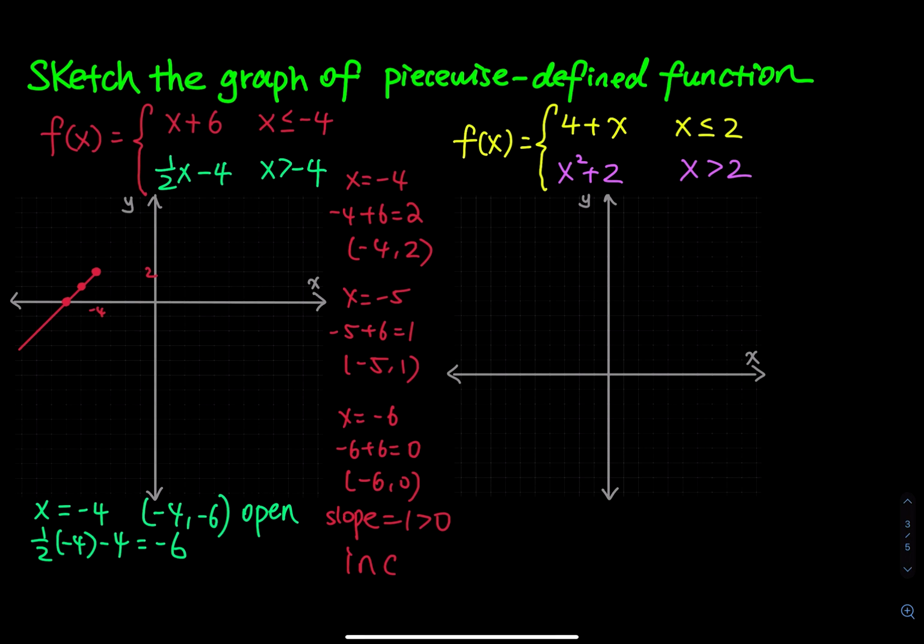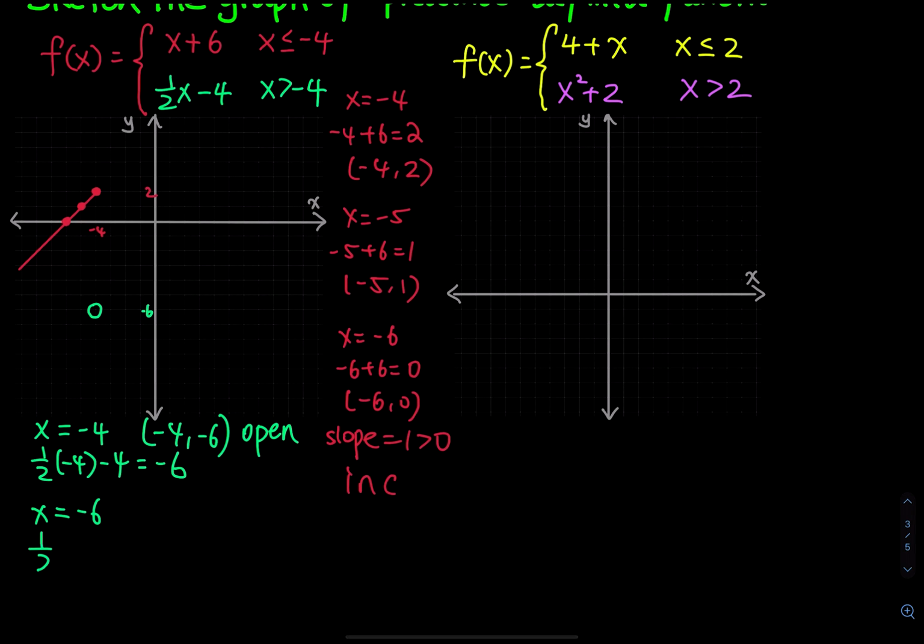So when x is equal to negative 4, y is equal to negative 6. So 1, 2, 3, 4, 5, 6, negative 6, negative 4, negative 6. This is an open circle. Open circle. I didn't use a solid circle. Keep moving. X is equal to negative 6. We have 1/2 times negative 6 minus 4. That is negative 7, right? So when x is equal to negative 6, y is equal to negative 7.